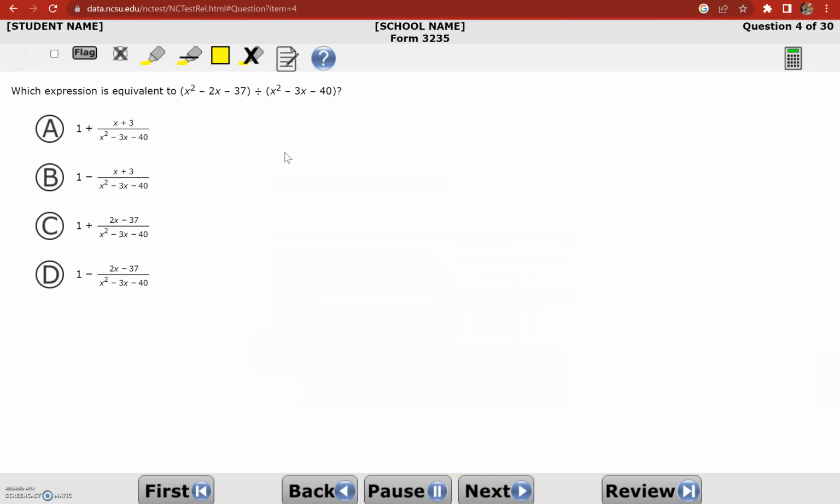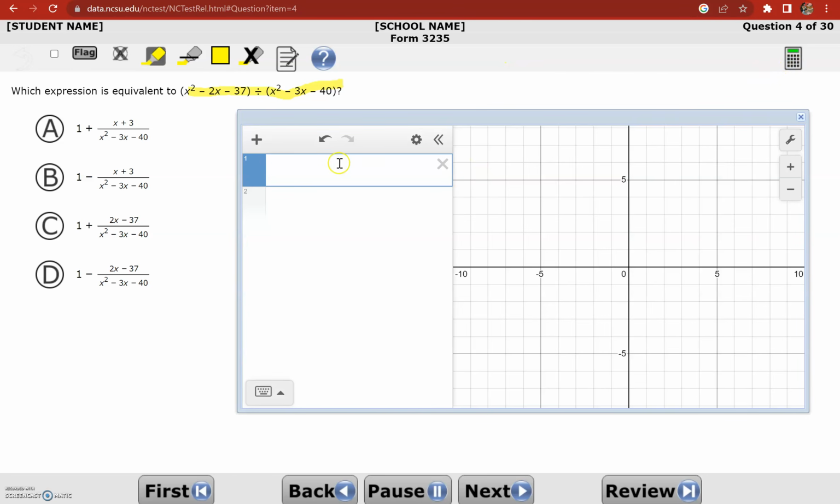This is another type of problem you can do. The last 2 was a key vocabulary term of zeros. Anytime you see this phrase equivalent, which expression is equivalent to this one? That means I can graph the listed expression and then graph each answer option and see which matches.